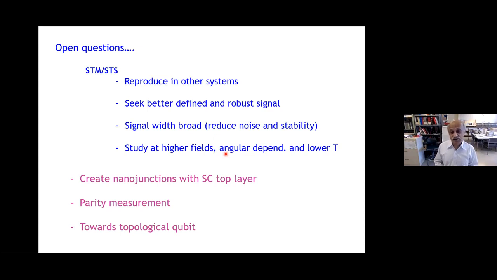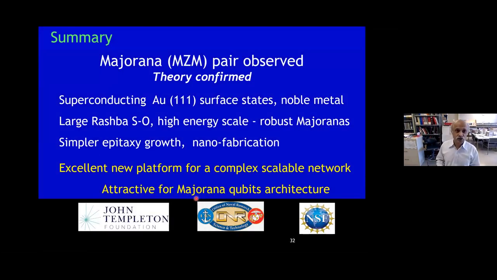These are all with the STM, for example, scanning tunneling spectroscopy. Whereas if you want to actually take it to the next level, talking about qubit formation, then you have to create nano junctions for these things with a top superconducting electrode. And of course, this can lead to parity measurement in the system, and then of course, a topological qubit in the system. So to summarize, what we have seen in the case of the gold surface state, when you drive it into the superconducting state, you can actually see signatures of Majorana pair formation in the magnetic field.